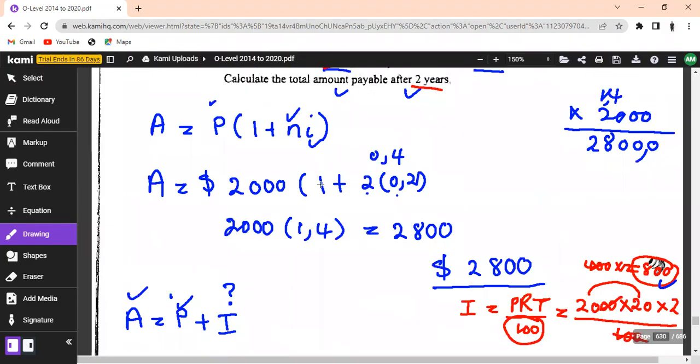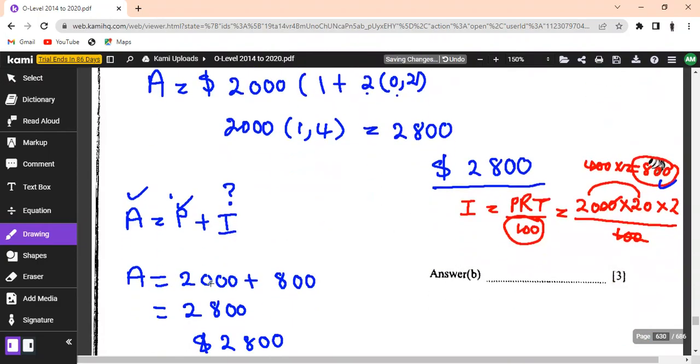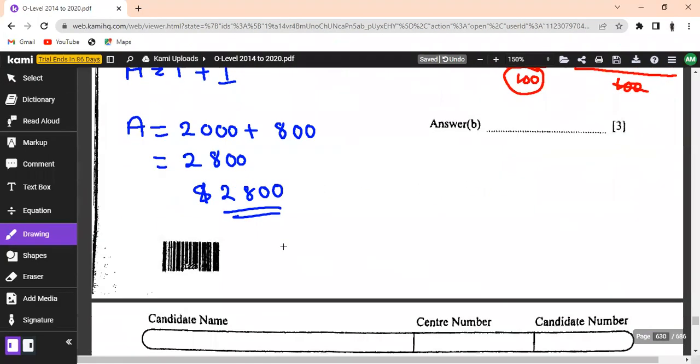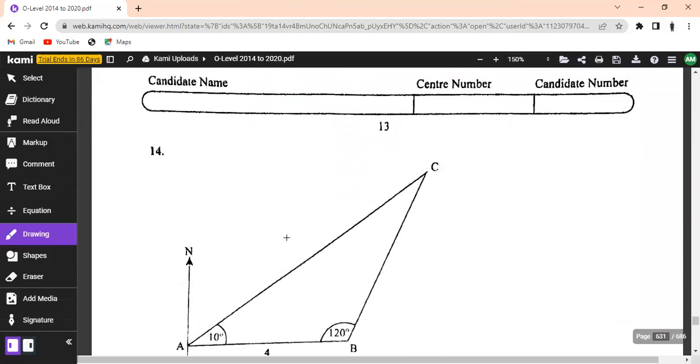You can use the simple interest formula directly, or you can use the normal method that you are used to, then you add the interest, but that was important. If it is compound interest, then you use this formula: A is equal to P into (1 plus i) to the exponent of n. That is for compound interest, but this one is just simple interest.